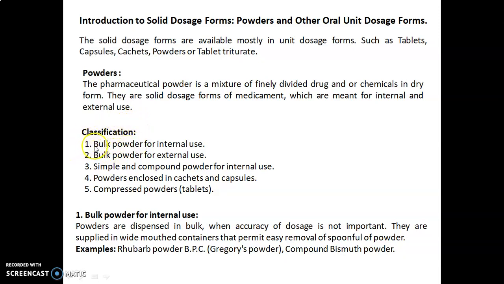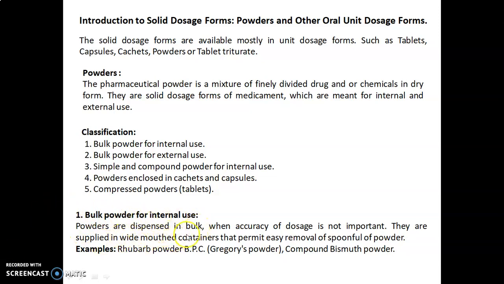Classification of powders: bulk powder for internal use, bulk powder for external use, simple and compound powder for internal use, powders enclosed in cachets and capsules, and the fifth one, compressed powders, that is tablets, that are also known as tablet triturates. So first one we will discuss is the bulk powder for internal use.